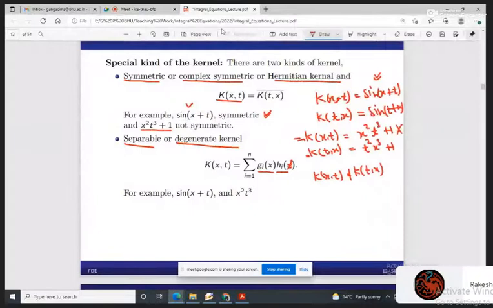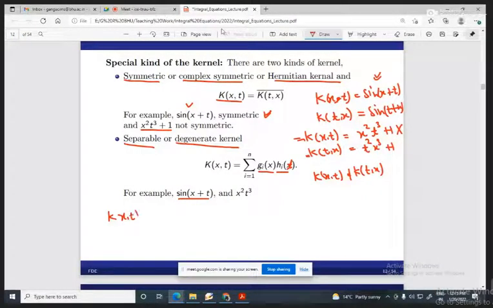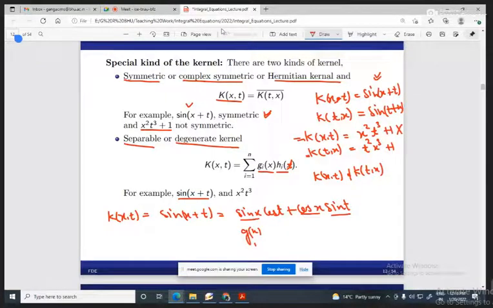Okay, here is the example again. Here k(x, t) = sin(x + t), and you can write this function as sin a cos b plus cos a sin b. So you can see that this function can be written as a sum of products of functions of separate variables. This one is a function of x, so you can say it is g1(x), this is h1(t), plus g2(x) times h2(t). So this one is a separable kernel or a degenerate kernel.